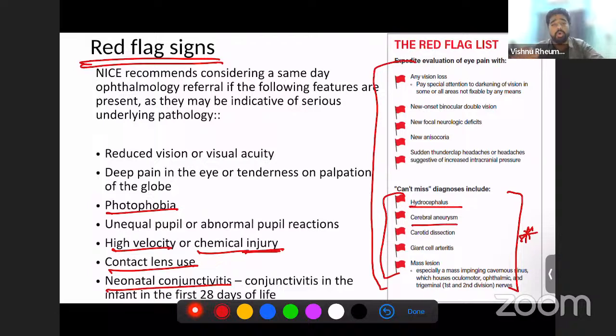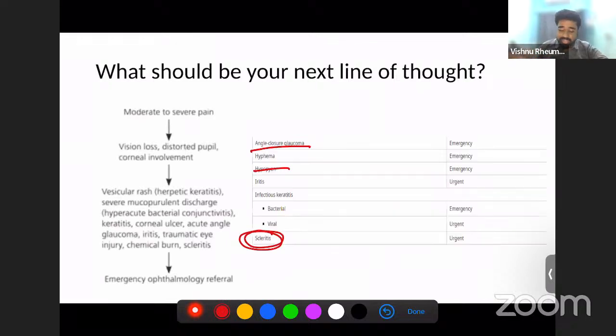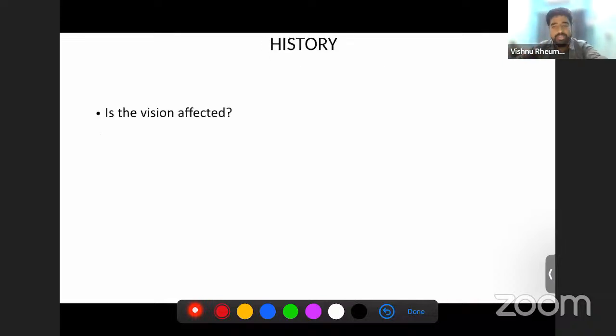Hydrocephalus, cerebral aneurysm, all of these will also present in the form of ocular manifestations that you should not miss. Something like diplopia, all of that, you know that you should not miss. Then once they are excluded, then is the scenario where you as a medicine person can slowly take a history, examine the patient, zero in on the differentials and take a decision on management. So we're not going to discuss in detail the management of these particular conditions. We'll just touch upon it, but we'll mostly see when it is not sinister, what are the things that you should look for.